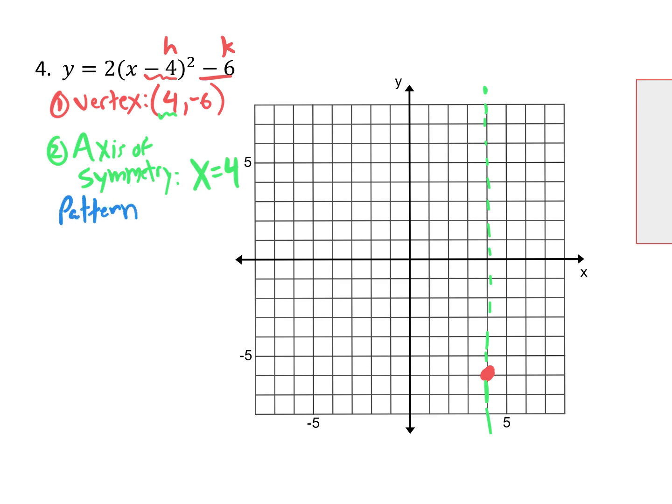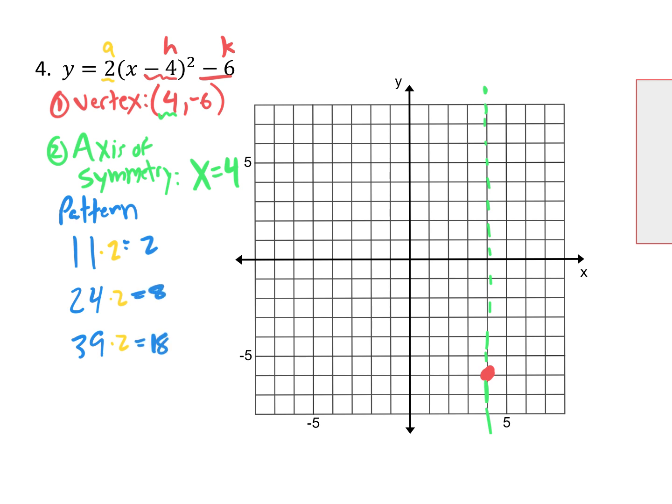Now, the original pattern that we asked you to memorize is 1, 1, 2, 4, 3, 9. And that was a pattern from the vertex when your a value is 1. However, right here, the a value is 2. And we know that's going to make it narrower, which means we have to modify this pattern. We're going to modify it by the new a value of 2. So with this new a value of 2, I need to multiply the outputs of the pattern times 2, giving us, instead of 1, 1, it's 1, 2. Instead of 2, 4, it's 2, 8. Instead of 3, 9, it's 3, 18.